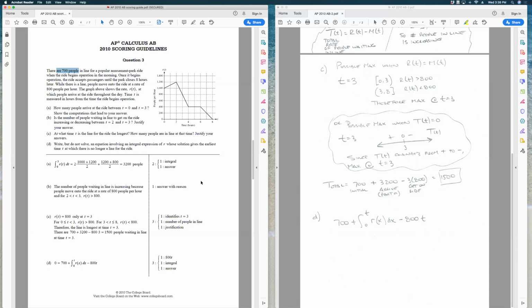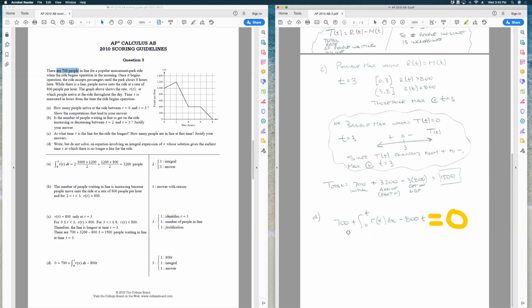Then the last thing, write but don't solve an integral, an equation involving an integral expression of R, whose solution gives the earliest time when there's no longer a line for the ride. Well, really, that's kind of based upon what you did in part C. So back in part C, you were figuring out what the total number of people in the line was. Well, I want the total to be 0. I don't want anybody in the line. So I'm going to set, oh, and I didn't do it on my paper here. Ugh. I'm going to put a big equals 0 here. So that's not an equation, I wrote an expression. So I need an equation.